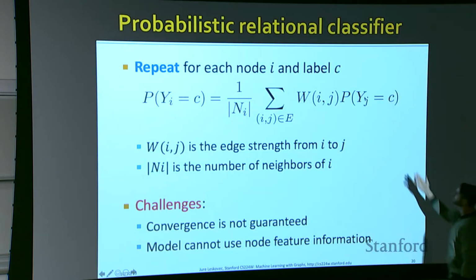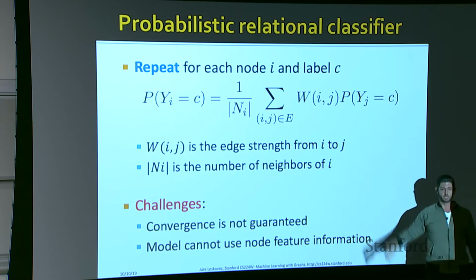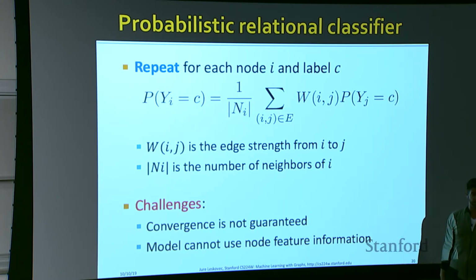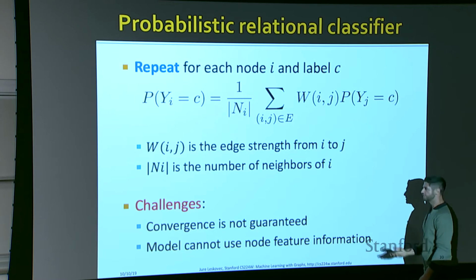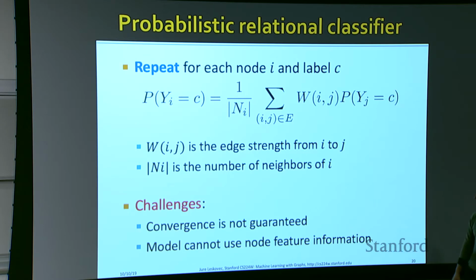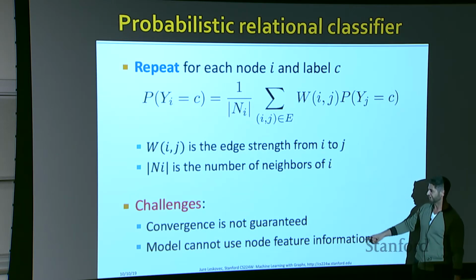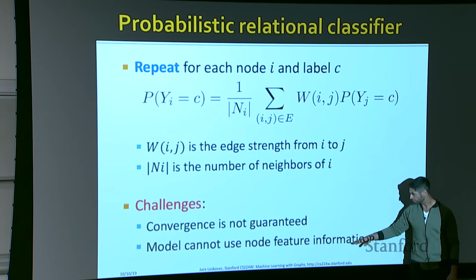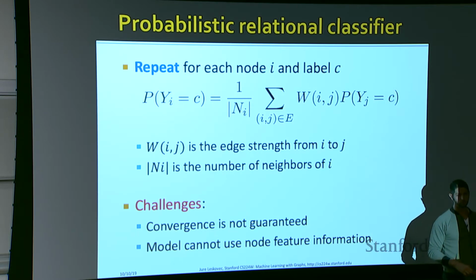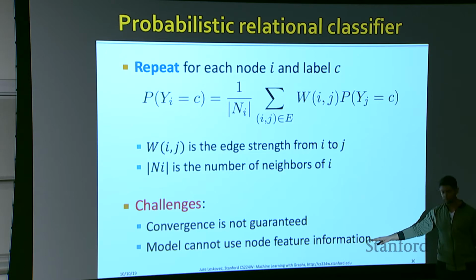So what we do is, basically, we take a weighted average of the labels of our neighbors, and then we normalize by the number of neighbors of I, okay? And that's our label assignment. Now, the challenges here are the following. The convergence is not guaranteed, so it's an approximate solution, and we don't know if it's going to converge. And the other big problem, that at least we're going to be able to solve in the next parts of the lecture, is that this model is currently not using the node feature information at all, okay? It's just currently using the network information, so the labels of the neighbors, okay? So this is a big shortcoming.